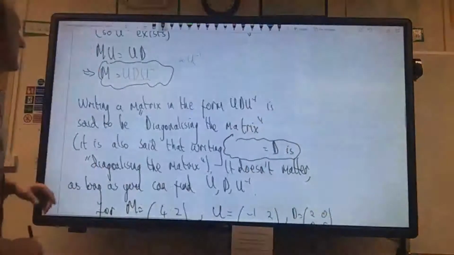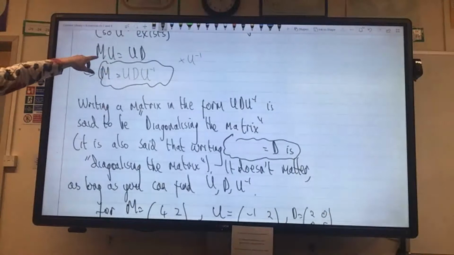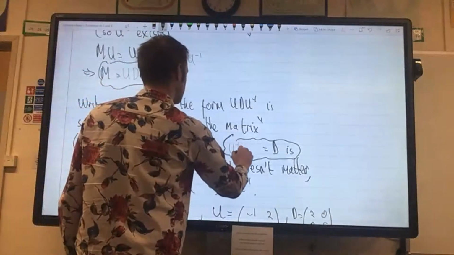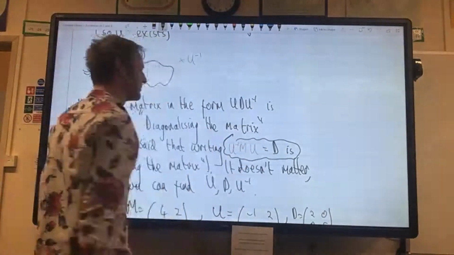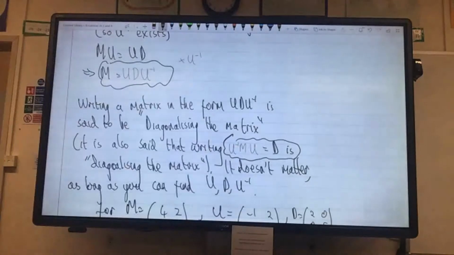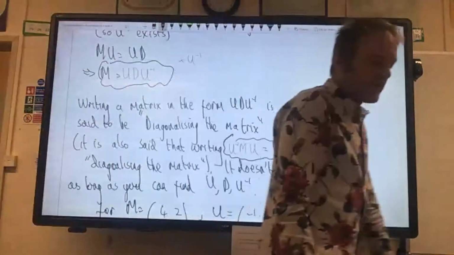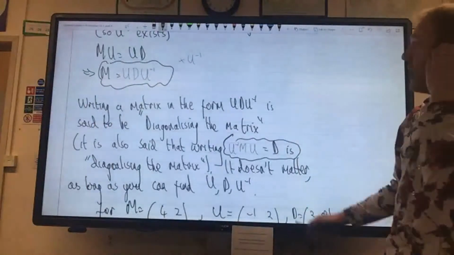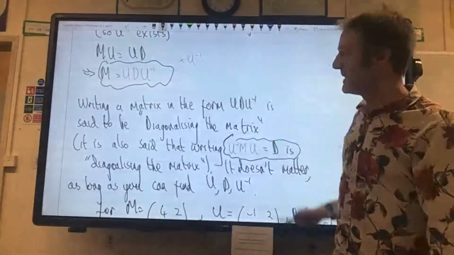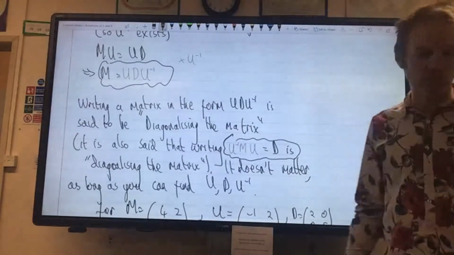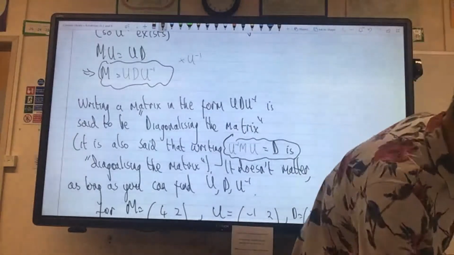We could also have written this in a different way. If we take this equation up here and pre-multiply by U inverse, we get U inverse M U equals D. So we can write the diagonal matrix as U inverse M U. Sometimes you'll see questions that ask you to do that. Both of them are said to be diagonalising the matrix. Basically, if you find U, D, and U inverse, you've diagonalised the matrix.